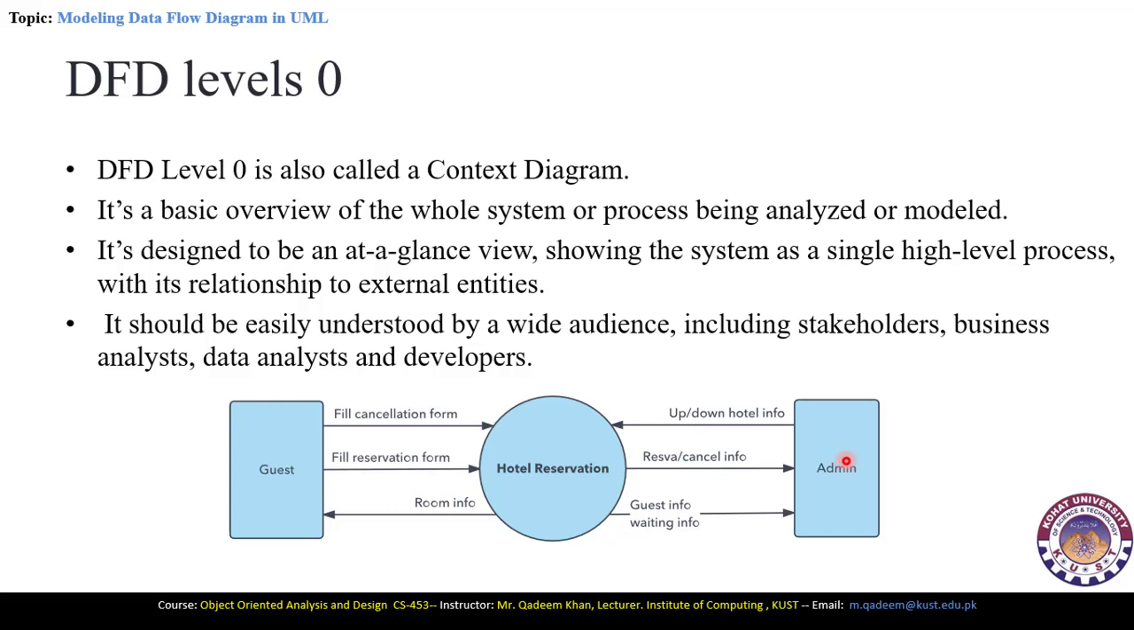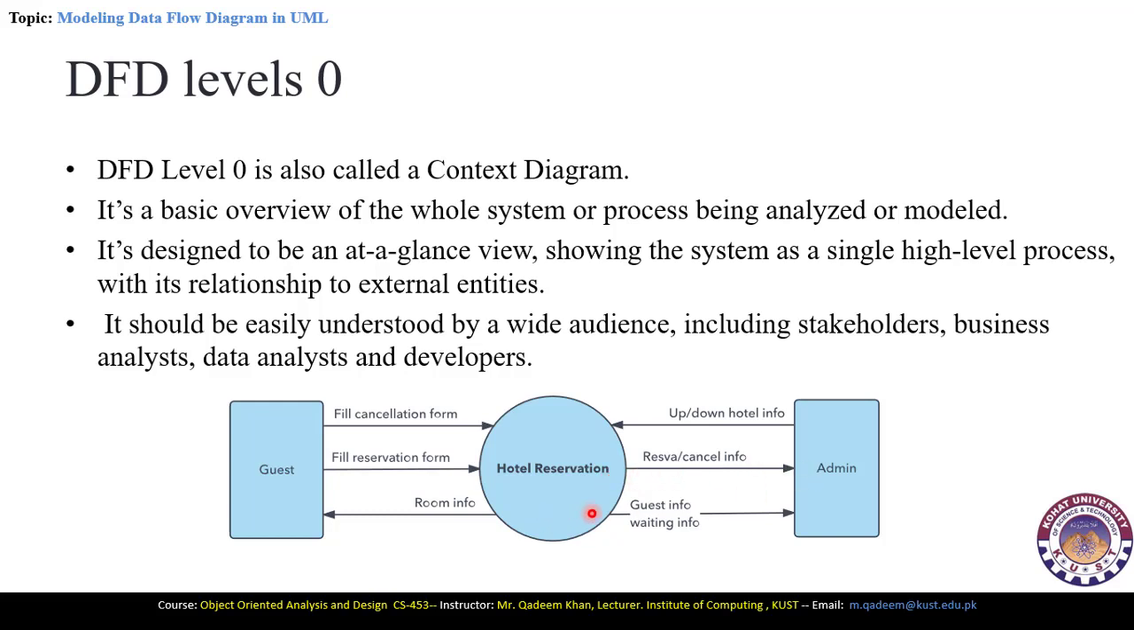Also, there is an admin connected with the hotel reservation system, and the admin can perform the update hotel info, meaning that he can provide certain information to update the system, like new rooms in the hotel. Also, some new facilities or changes to the existing facilities in the hotel. Also, he or she can receive reserve or cancel information, meaning that all the reserve or cancel information can flow from the hotel reservation system to the admin.